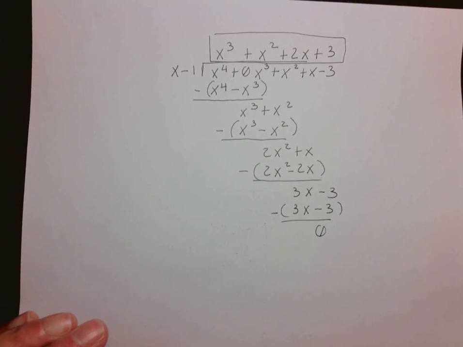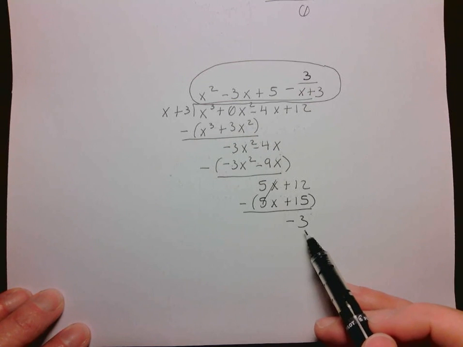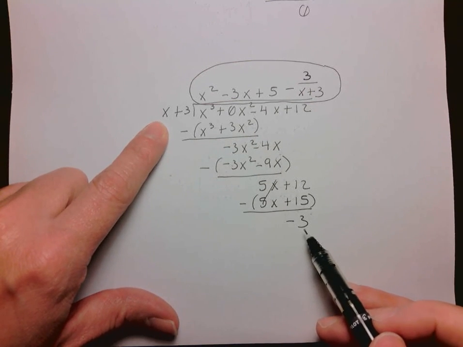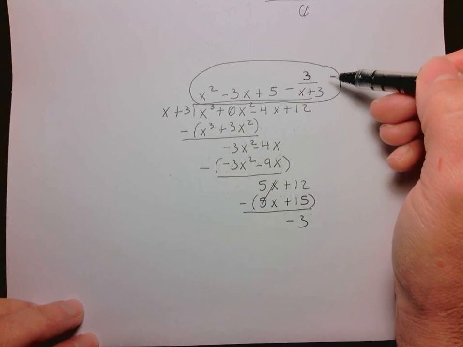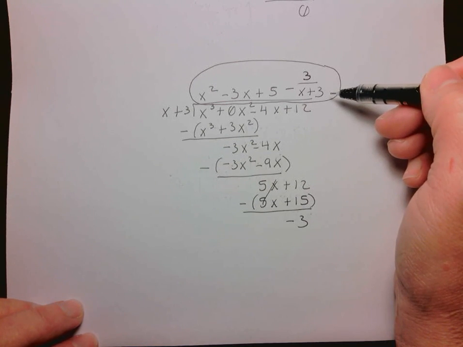Here's the answer to the first one. And here's the answer to the next one. Notice here at the end you have a remainder of negative 3. At this point you can stop. So this is going to be the numerator of your remainder. So your remainder is going to be negative 3 over x plus 3.